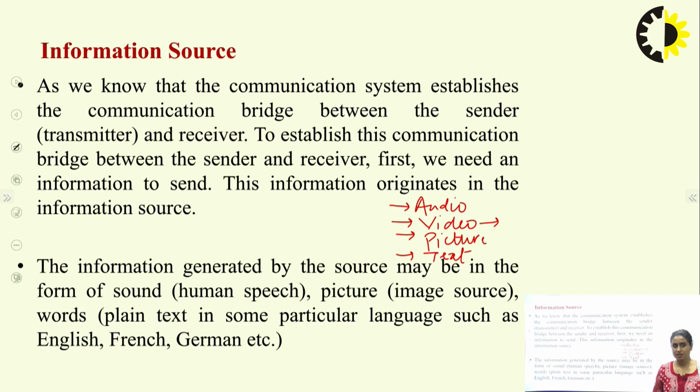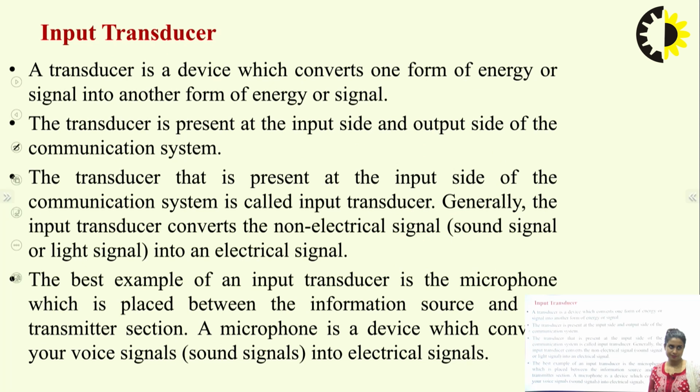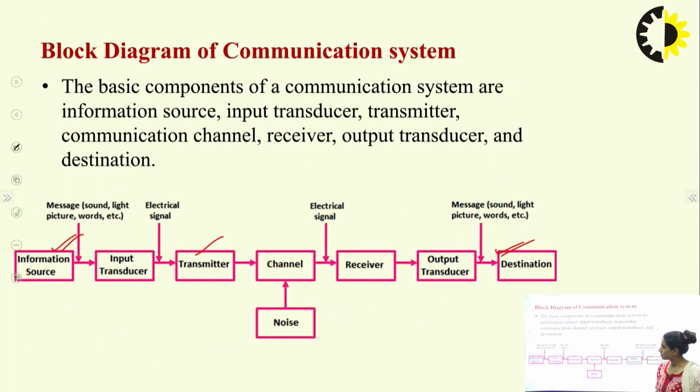The information generated by the source may be in the form of sound, which is human speech, or a picture, which could come through any image source. This could also be words, that is plain text in some particular language such as English, French, German, any language. Now, after my information source, my next block is the input transducer.